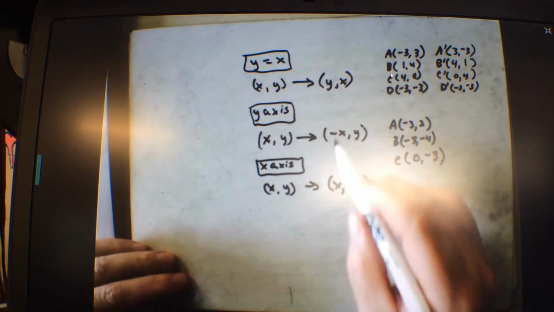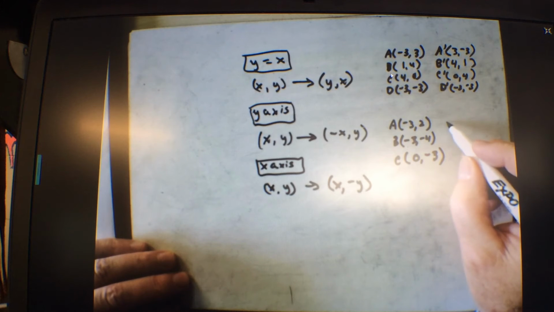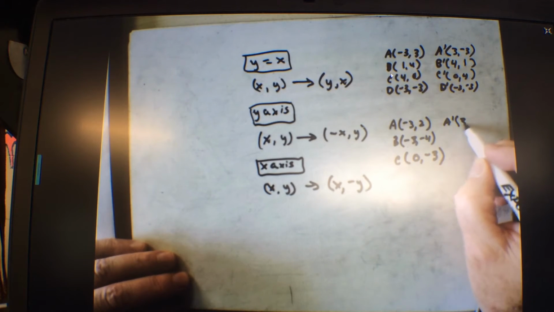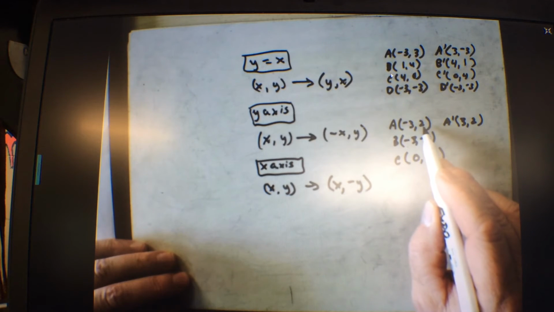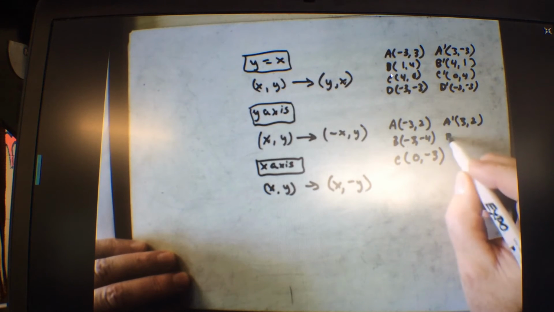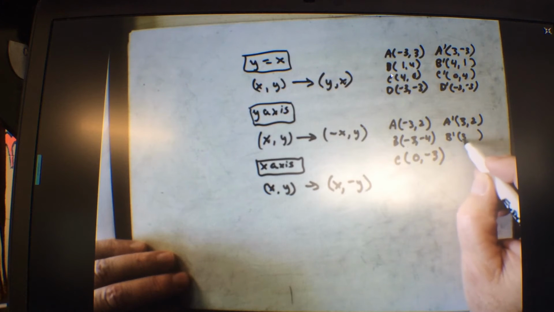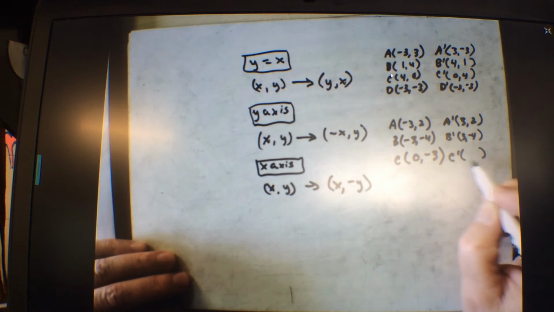Okay, so if I want to reflect this over the y-axis, then I would go A prime is what? It is 3, 2, where we change the sign of the x and we keep the y the same. You understand that? B prime is what then, Tyra? 3 and negative 4. And then Kagan, what is C prime? Negative 3, 0. It's what?